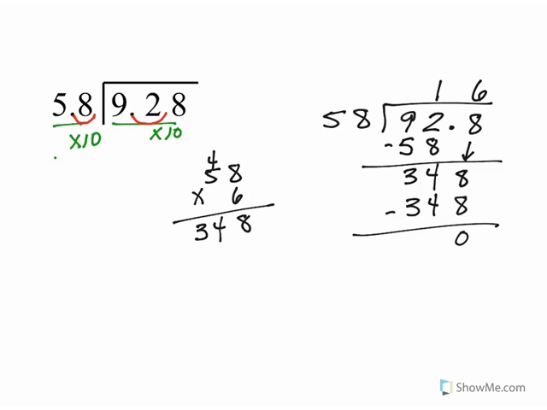Now again, as long as you put your answers over the correct numbers in the dividend, all we have to do is bring the decimal point right up to where it was at. So my answer here is 1 6/10. And no, it does not matter that we moved the decimal point, that we multiplied our divisor and our dividend by 10. It is also 1 6/10 for this answer.